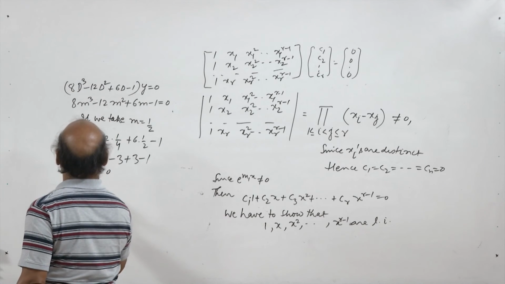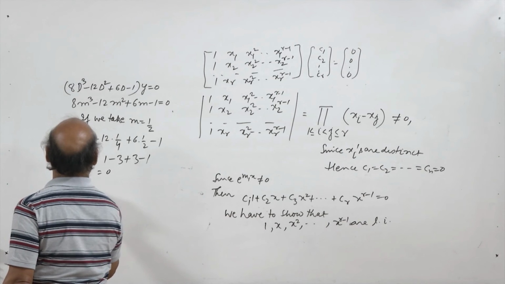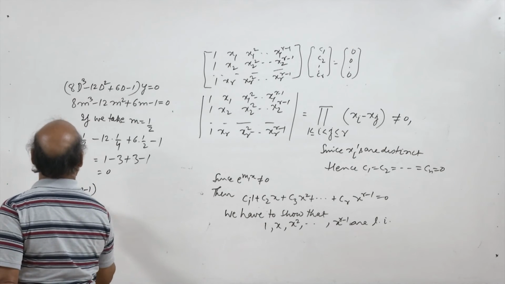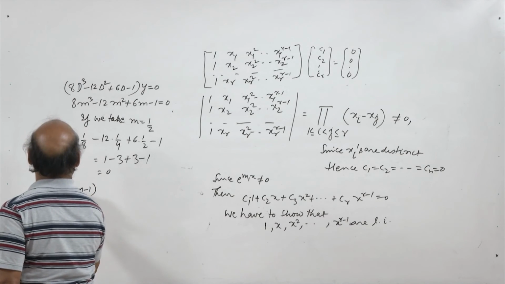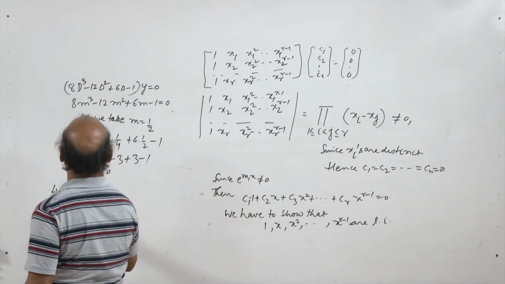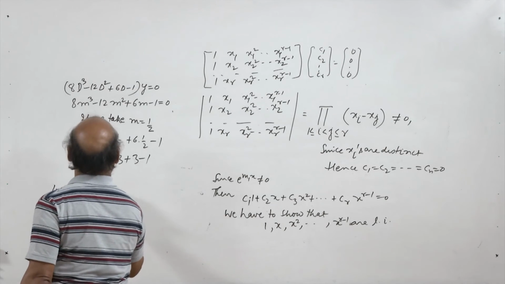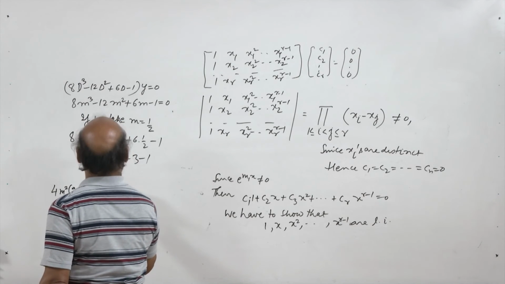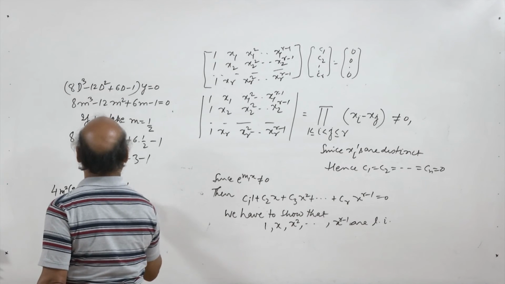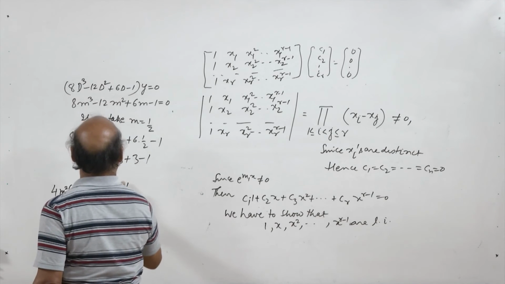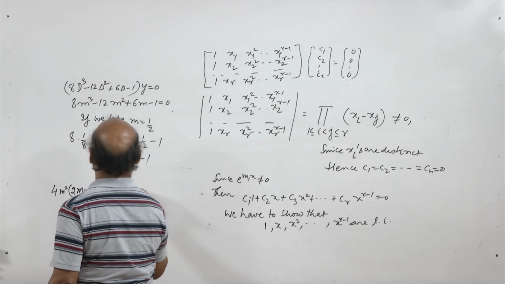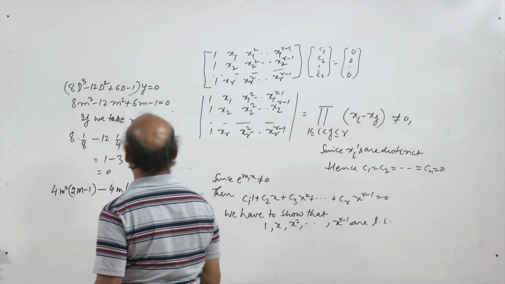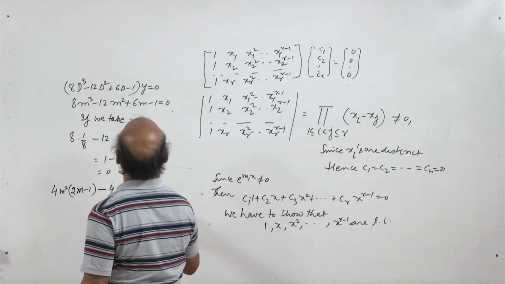So we can put 2m minus 1. 2m minus 1 is a factor of this equation. So we can write 4m square; 4m square means 8m cube minus 4m square, and then we will take 4m into 2m minus 1. So we get minus 8m square minus 4m square, minus 12m square plus 4m.